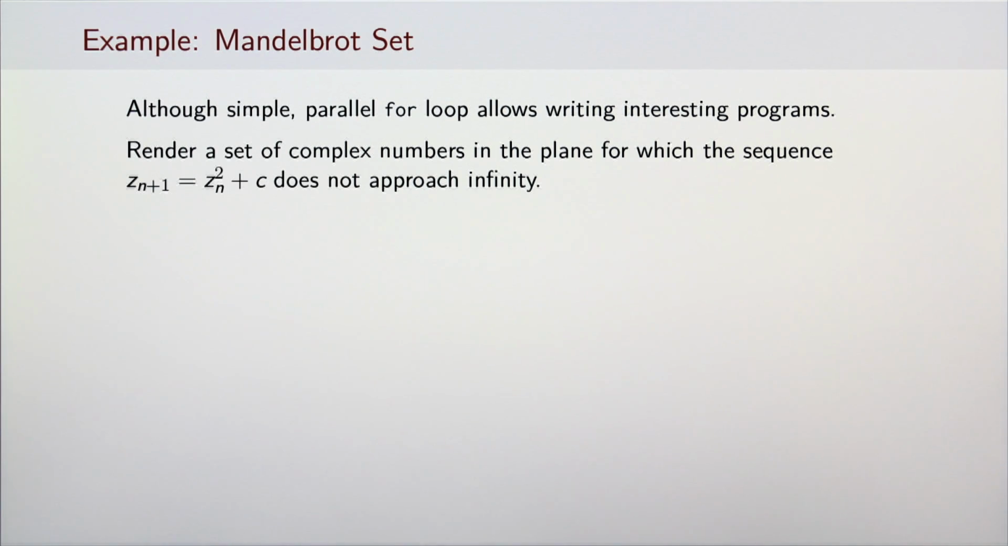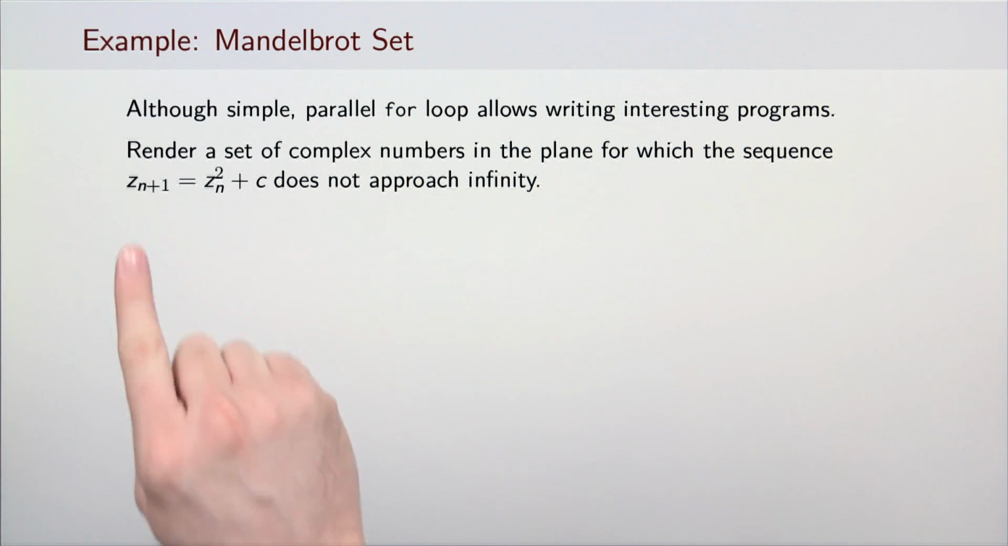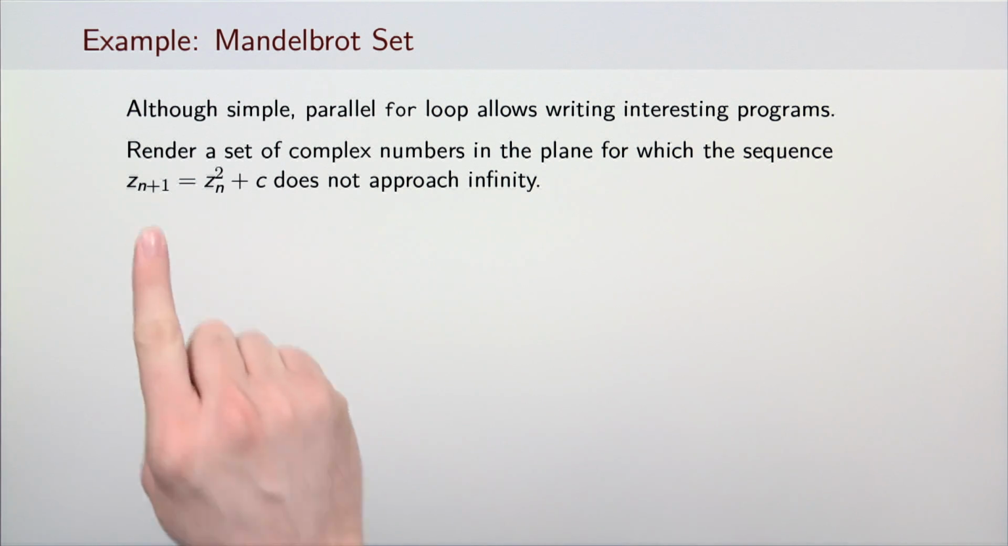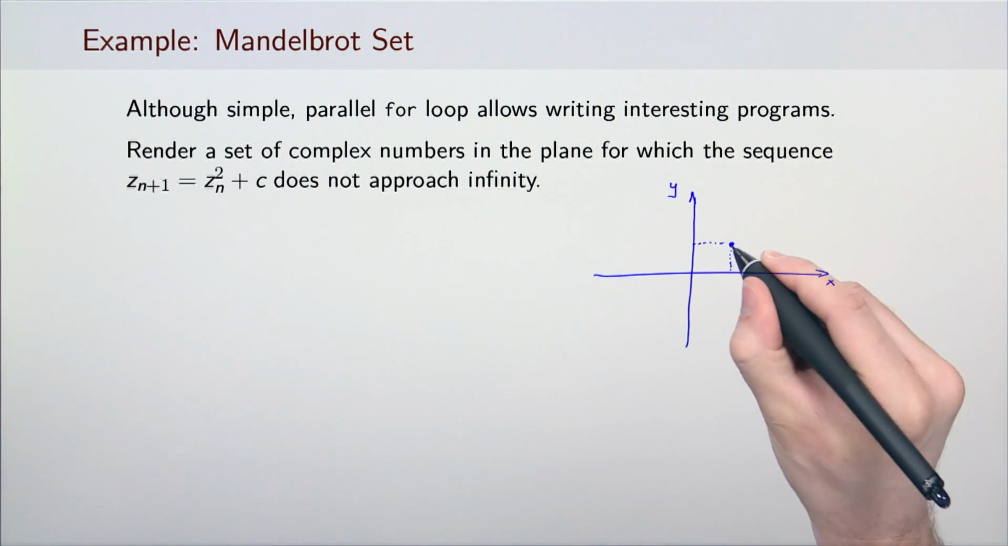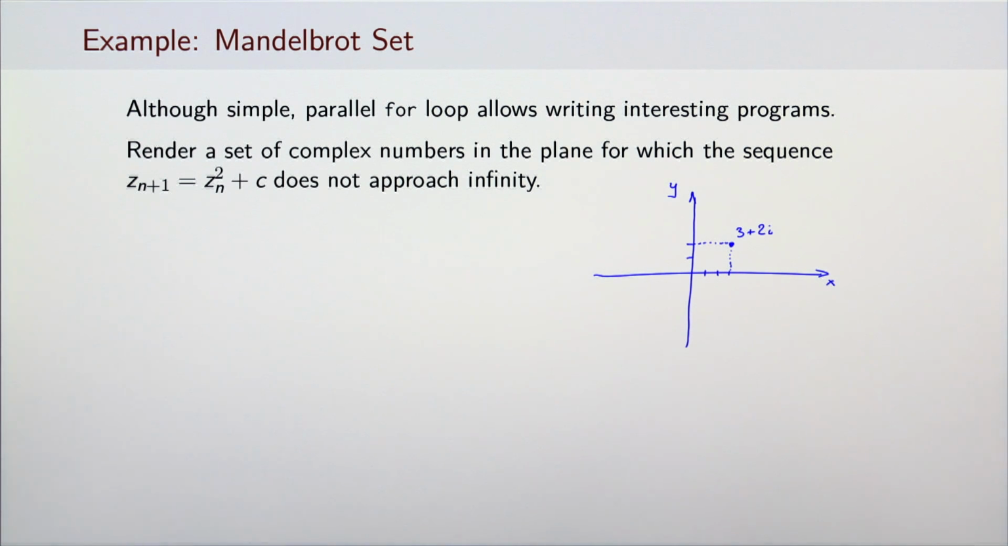Let's take a look at another parallel for loop example, visualizing a Mandelbrot set. A Mandelbrot set is a set of complex numbers for which the following sequence does not approach infinity. What does that mean? Let's take a look at the complex number plane.